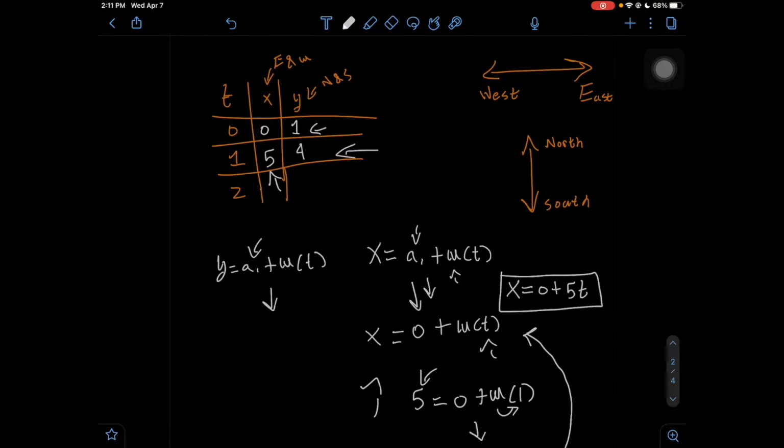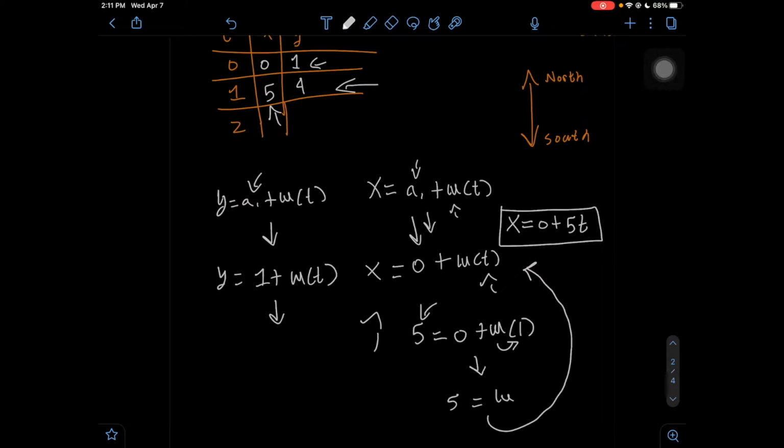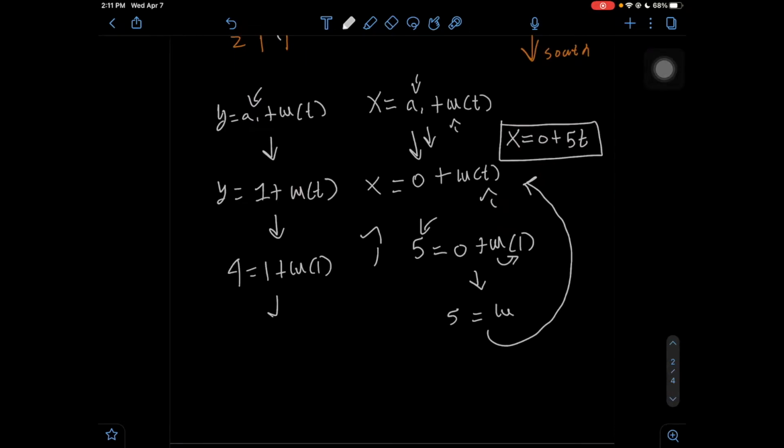But at the end, it's going to be the same thing. So now we have y equals, our a1 for y is 1 plus our w times t. Well, our w value is unknown, so we have w times t. We're going to do the same thing where we go to our next y values, which is 4, equals 1 plus w, and our t at 4 is 1, w times 1. Subtract 1 from both sides, 4 minus 1 is 3, 3 equals w.